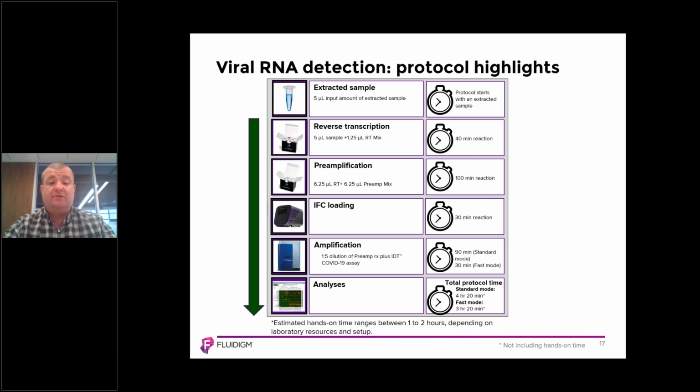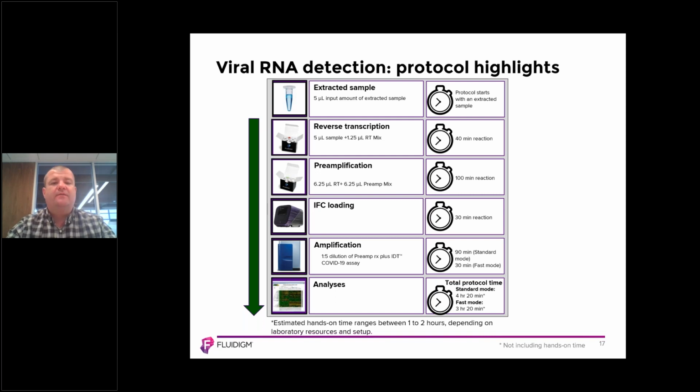Once that's complete, you perform a dilution, meaning that you can always go back to that pre-amplified material, it's never gone, and then you load that on our 19224 IFC using the Juno. And as mentioned, that takes 30 minutes of hands-off time to process. Once that's complete, you simply remove the 19224 IFC from the Juno and place it onto the Biomark HD platform to perform the real-time PCR amplification. That takes 90 minutes in standard mode, or as most of our customers use, 30 minutes in fast mode. And then we perform the analysis.